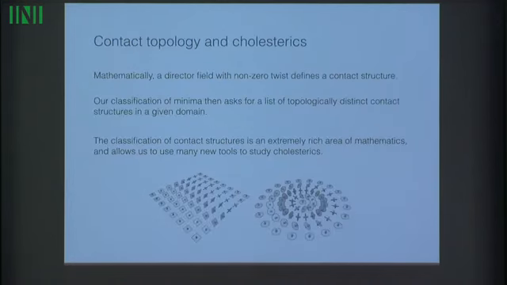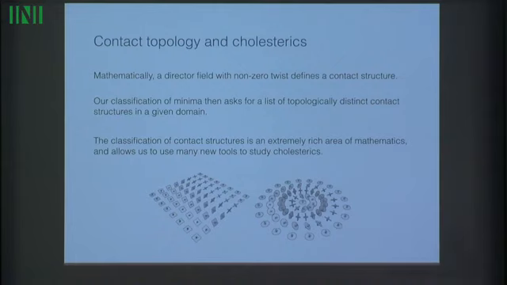Okay, so mathematically, a director field with non-zero twist defines what's called a contact structure. And our classification then asks for a list of topologically distinct contact structures in a given domain. You can also ask for boundary conditions and things like that. Now it turns out that the classification of contact structures is a really, really rich area of mathematics. It's very modern, lots of current work going on. And it turns out there's a huge amount of complexity there, which I guess you can argue reflects the complexity you see in cholesterics. And it allows us to use many new tools that sort of opens the door to a whole world of new techniques you can use to try and understand these structures.